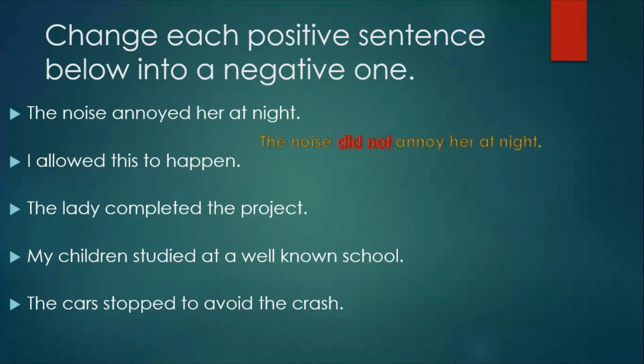Let's do number two together. Okay, so I allowed this to happen. So how can I make this from positive to negative? Again, that's right. I am going to use the auxiliary verb did with the word not, right? And lose my ed on my verb. So let's look at it. Here we go. I didn't allow this to happen.